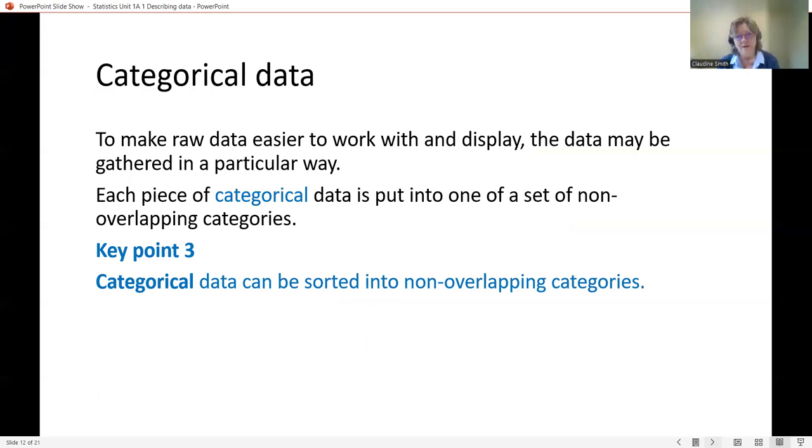Categorical data. So to make raw data easier to work with and display, the data may be gathered in a particular way. Each piece of categorical data is put into one of a set of non-overlapping categories. It's important that the categories are non-overlapping because each piece of data that's gathered should belong in only one of the categories. So there should be no question which category each piece of data belongs in. So key point 3, categorical data can be sorted into non-overlapping categories.